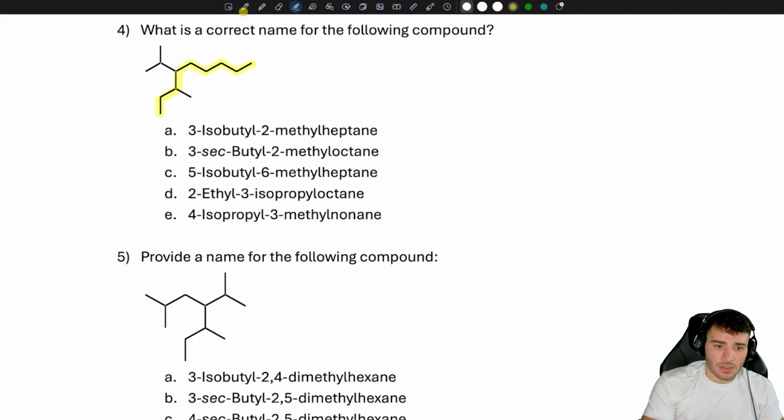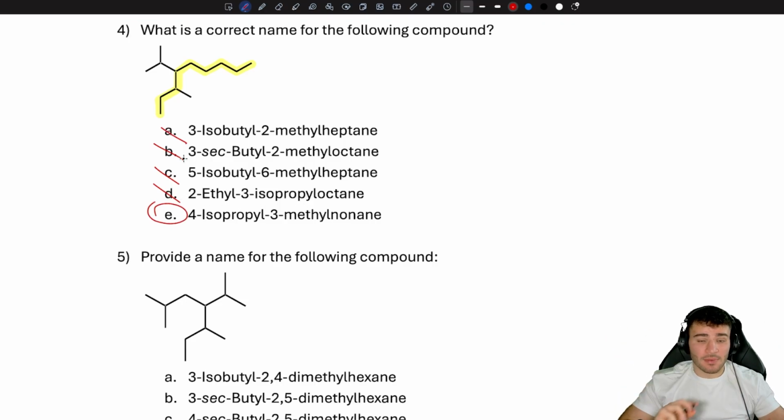We have 9 carbons. So what I like to do is go through the answer choices and eliminate anything that doesn't say nonane. It'll give you the answer choice, right? Right away we can kind of tell that the answer is E just from knowing the parent chain. Congratulations. But for practice, I still want to figure out how to name this.